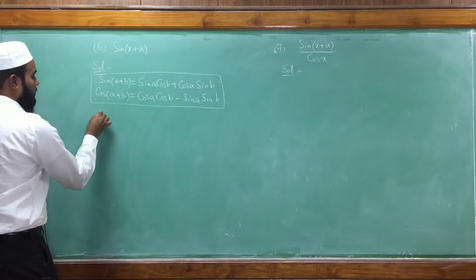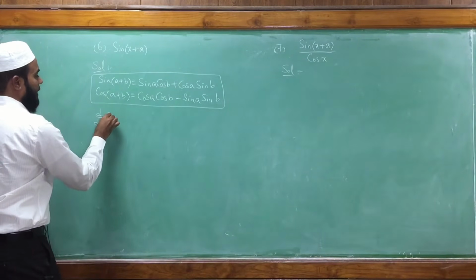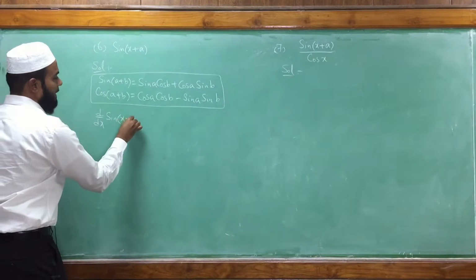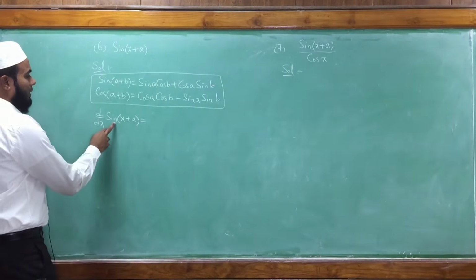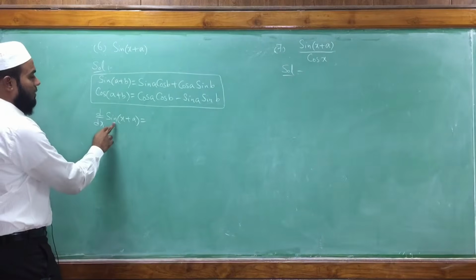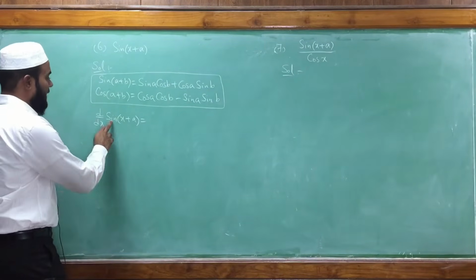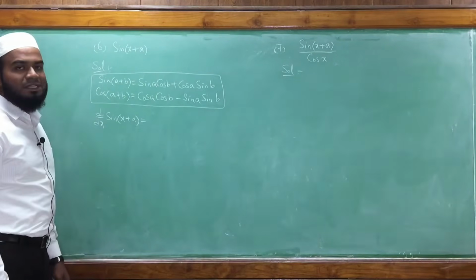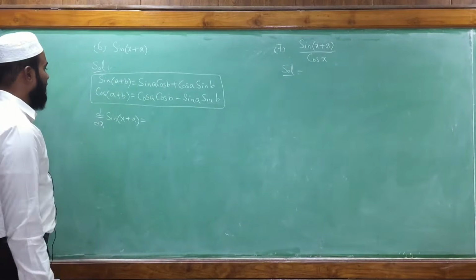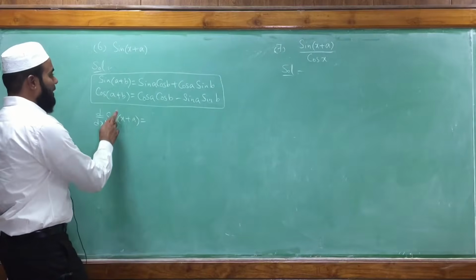So we have to find the derivative d by dx of sine of x plus a. How to find the derivative? Directly we cannot find it, because it is not in the form of sin x or tan x or cos x like that. We can do it, but we need to know the implicit function derivative. After that only we will be able to do. Right now we will use this expansion.